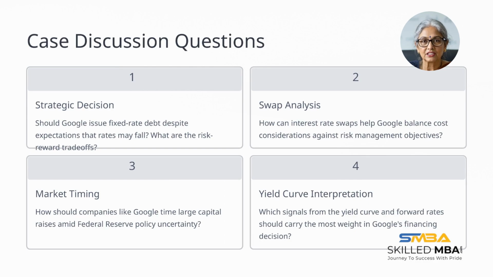Google faces a strategic decision. Issuing fixed-rate debt amid potential rate declines involves weighing risk-reward trade-offs. Interest rate swaps can balance cost and risk management. Companies must time capital raises carefully, considering Federal Reserve policy uncertainty. Yield curve signals and forward rates are crucial in Google's financing decisions, guiding optimal capital structure choices.